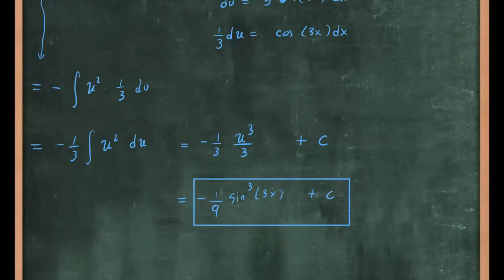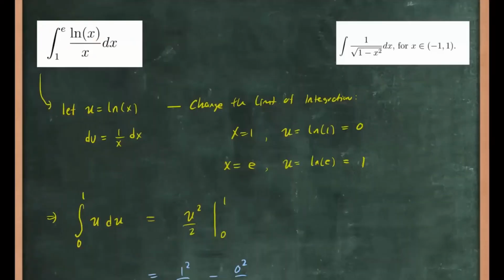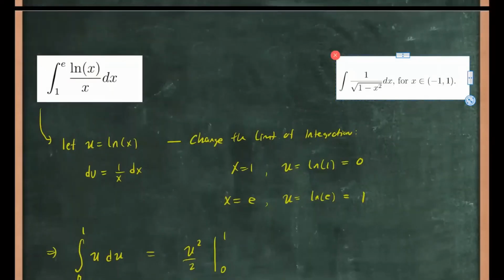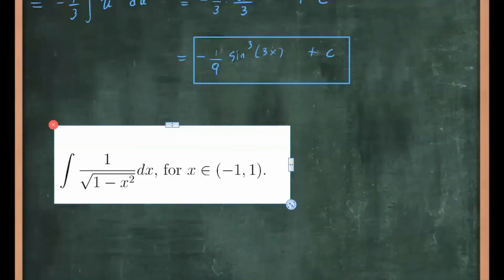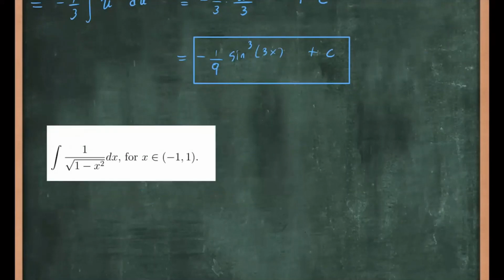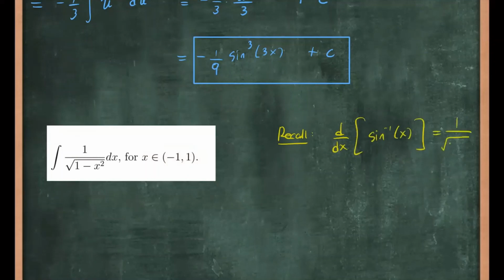Now let's go ahead and try out our last problem right here. For this one, we are going to be getting it from memory. We're integrating 1 over the square root of 1 minus x squared. And this means that x is between -1 and 1, and you'll see why. Now let's recall quickly: if you remember your inverse trigonometric functions, if you take the derivative of sine inverse, or arcsine of x, you get 1 over the square root of 1 minus x squared.